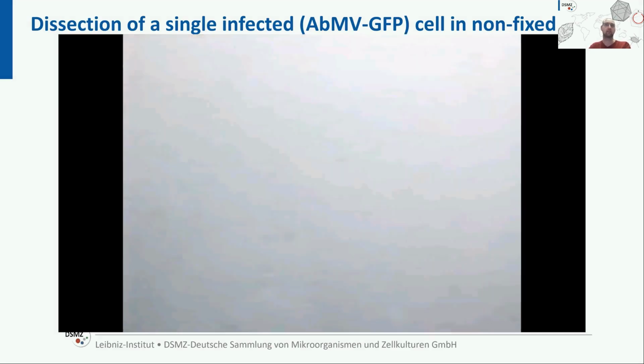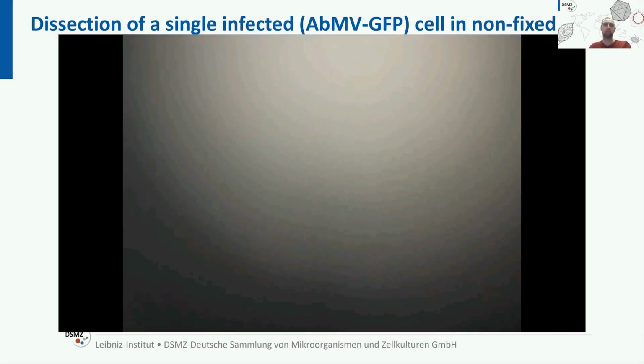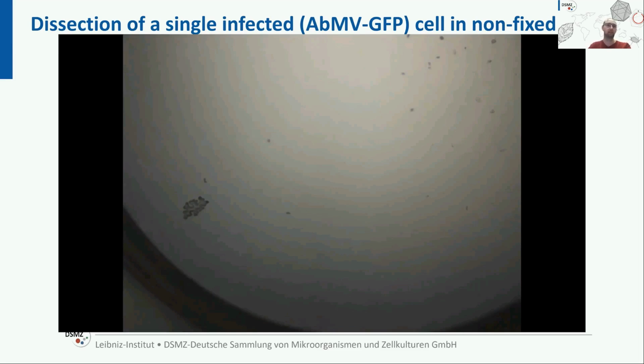And here you can see the cell is gone. And then after cutting and collecting, we can double check and control whether the cell is really being successfully transferred to the sticking lid, as you can see here in the last picture.